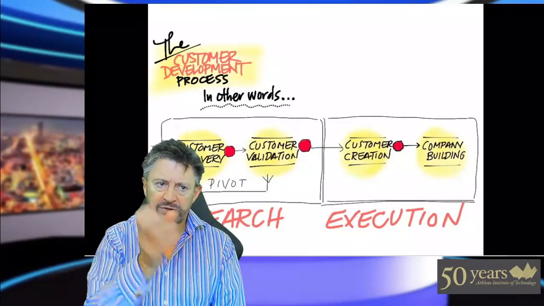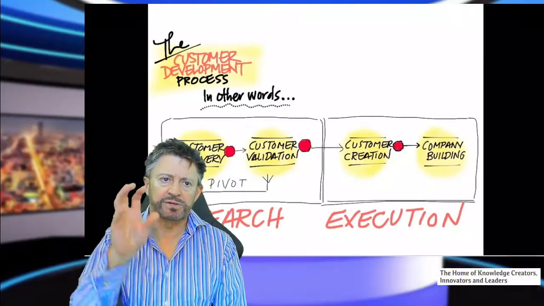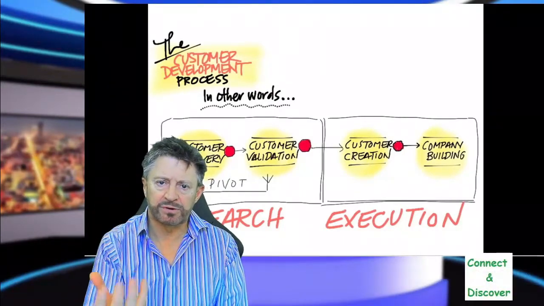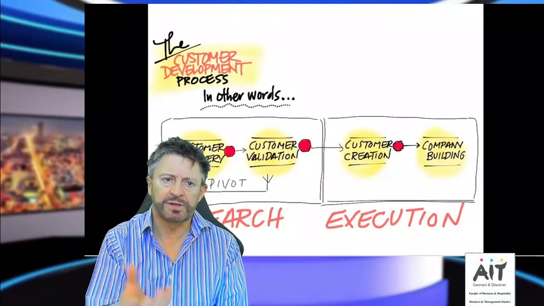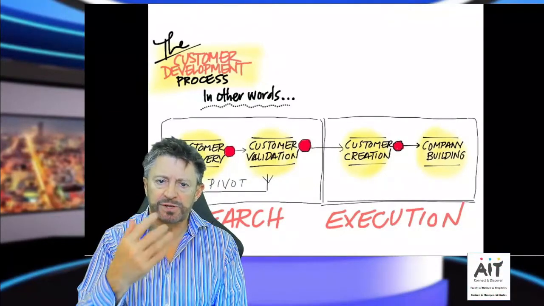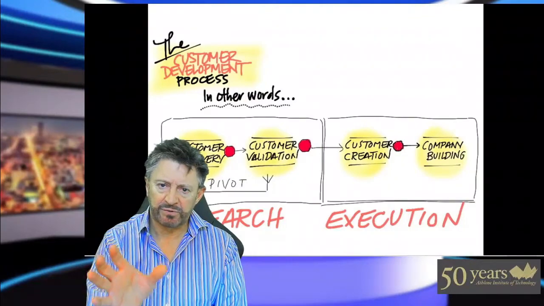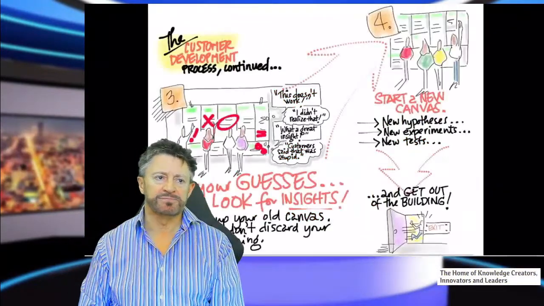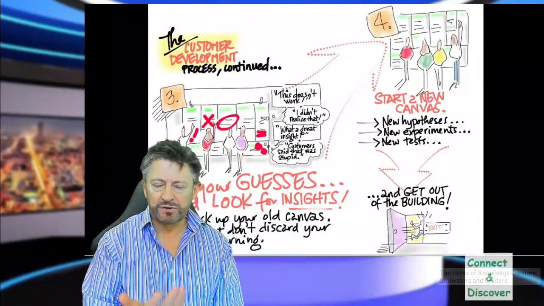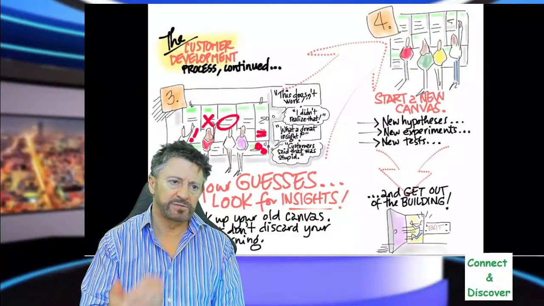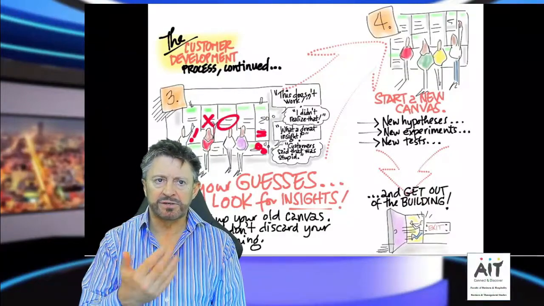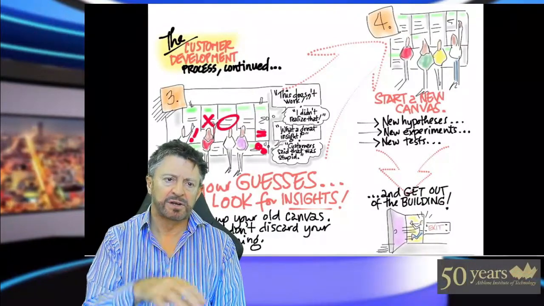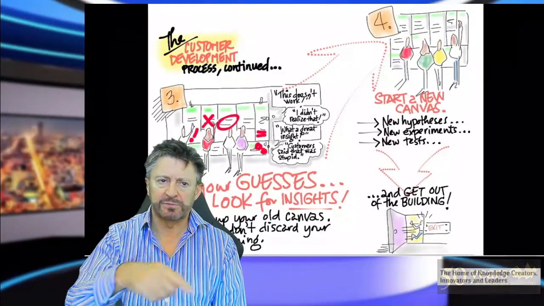So when we identify what the customers want and more precisely what they want, then we know who these customers are. This is customer creation. And then we go and start to build our company, because we know more about the customers we're giving to. So we search, find out who they are, and then we execute, we give them what they want. And customer development: test the problem, then the solution. So test your guesses, look for insights, understanding, data, information, and this is the process around the customer development canvas itself, or the business model. You find out who the customers are, and you keep going around and around.